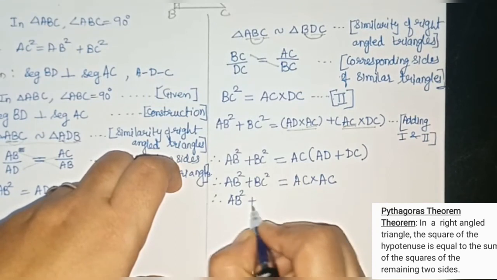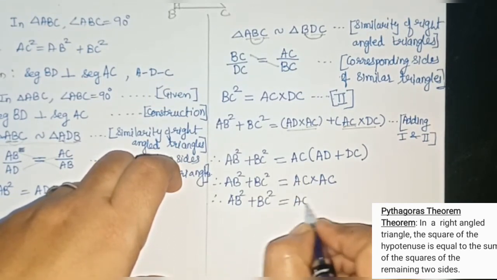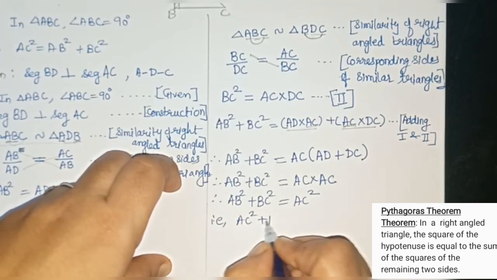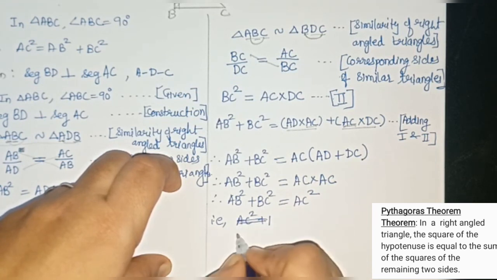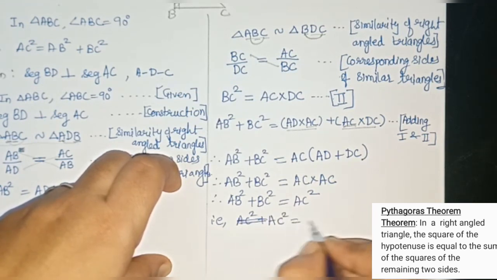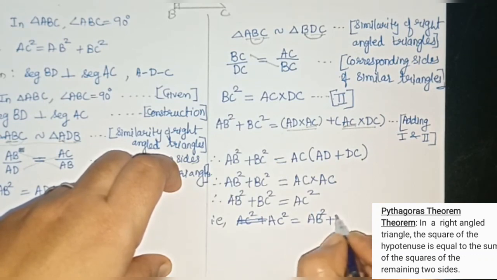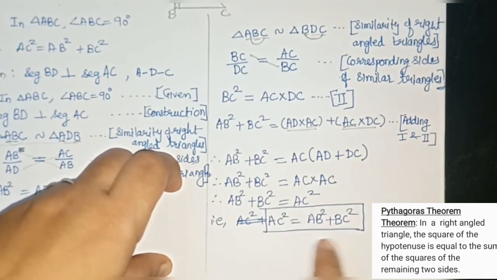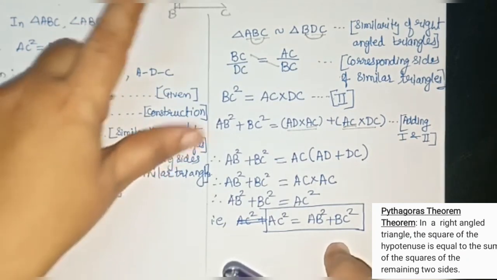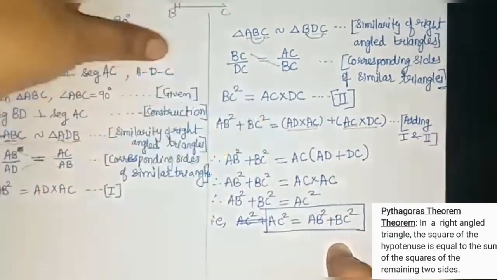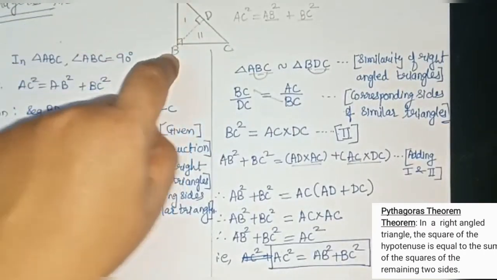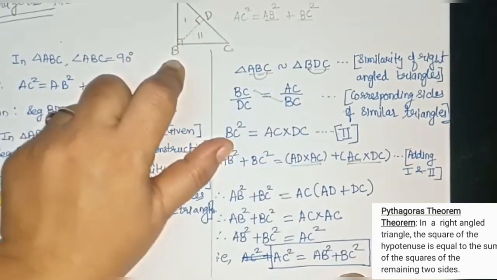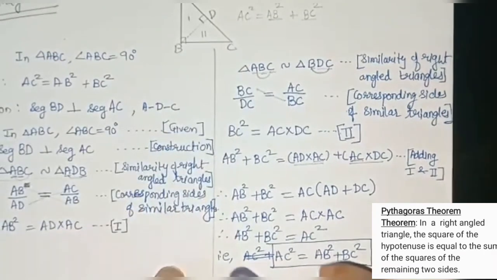Therefore we have reached up to the result now. AB square plus BC square is equal to AC square. So this is the thing that we have proved, and we have proved the theorem that in a right angled triangle AC square, that is the hypotenuse, is equal to AB square plus BC square. Square of the hypotenuse is equal to the sum of the squares of the remaining sides. So we have proved this.